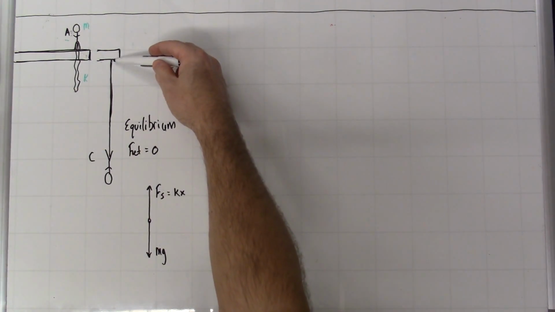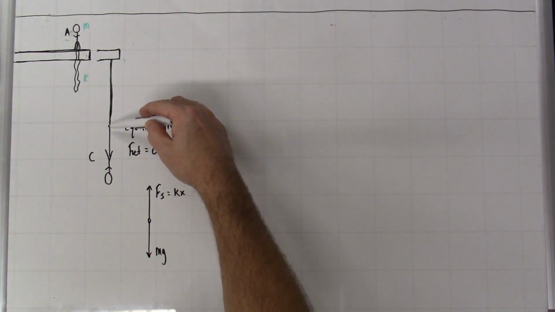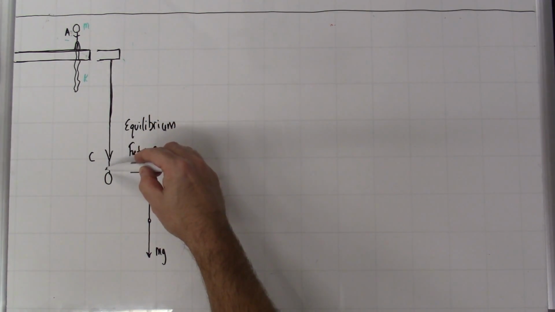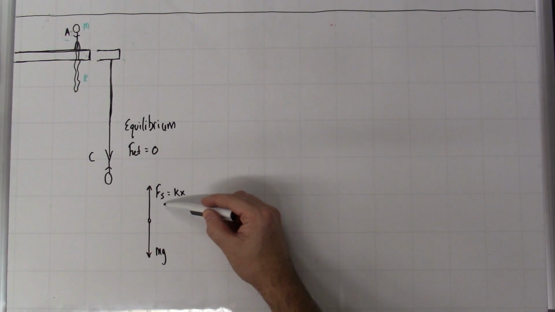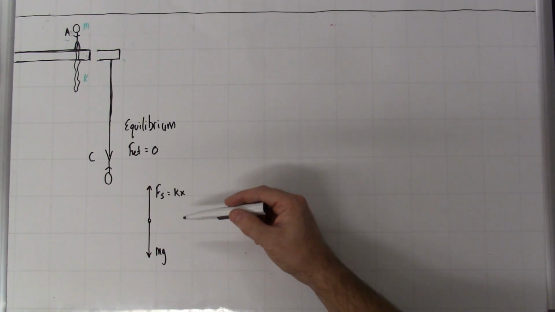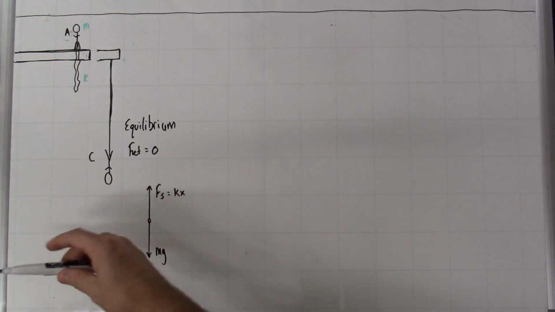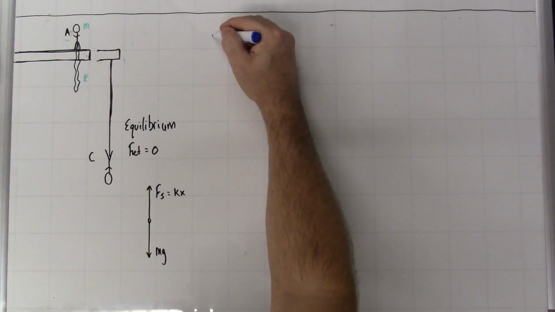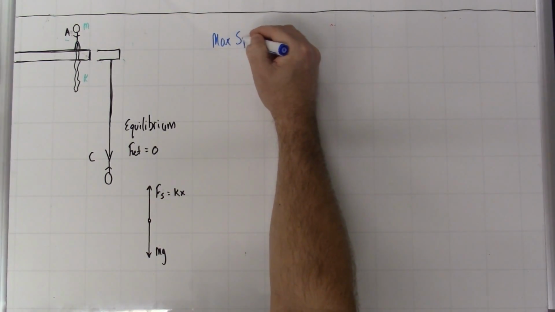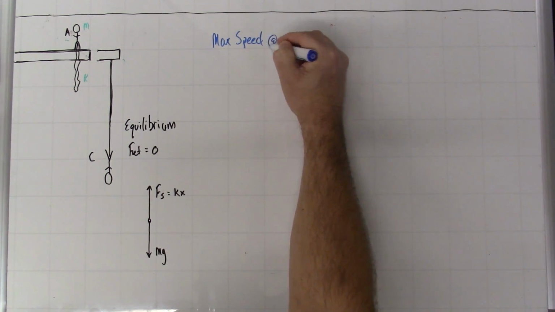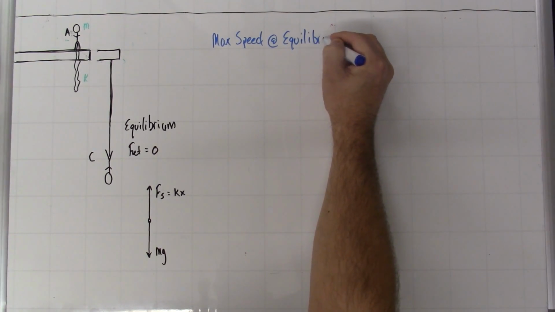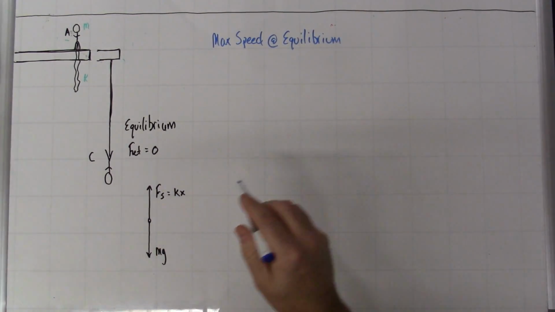So up until this moment, our bungee jumper has been speeding up. Even after the bungee cord starts to stretch, they continue to speed up until the force is balanced. Anything below this, and the spring force is going to be greater, so they're going to actually have acceleration in the up direction and start to slow down. So this is where their maximum speed occurs. So max speed occurs at equilibrium.